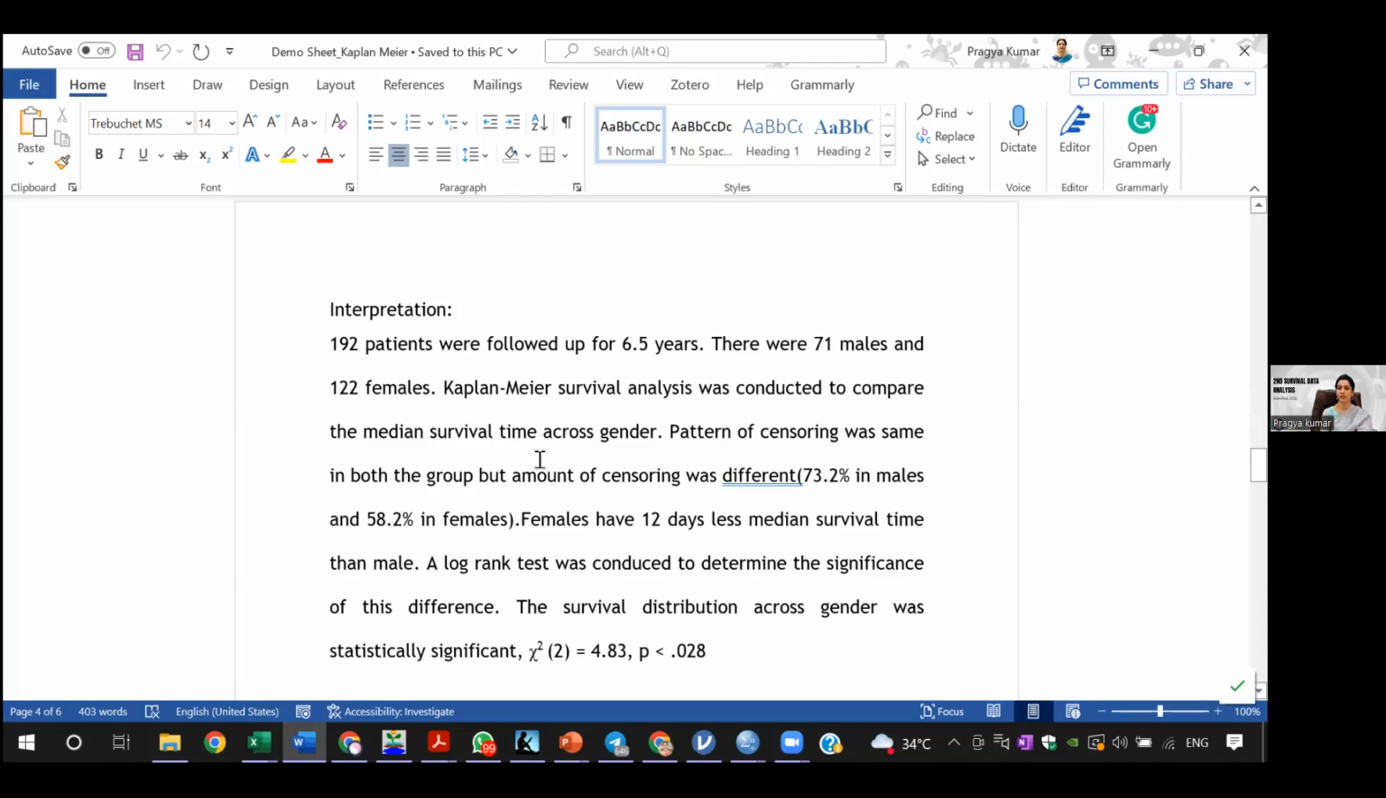So Shivaji is asking, is survival analysis possible without adding the factor to see cumulative survival? In JAMOVI, it is not. In JAMOVI, if you don't put a factor, it will not give you. You are right. But in SPSS, you can do.